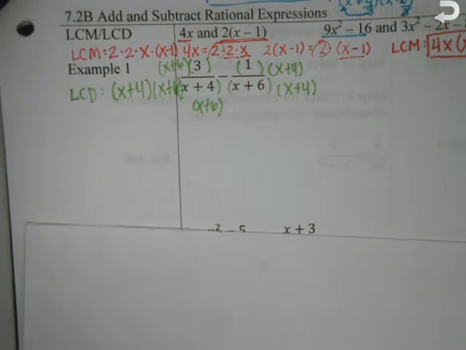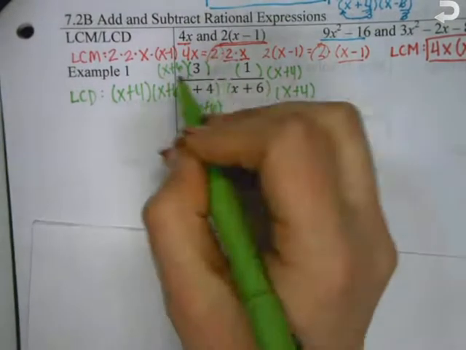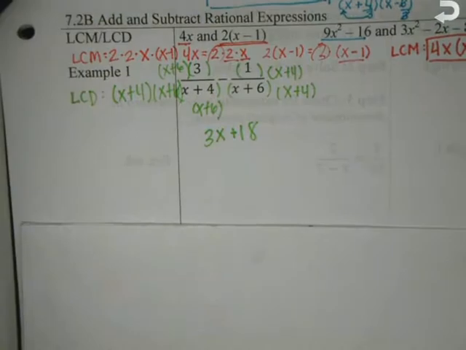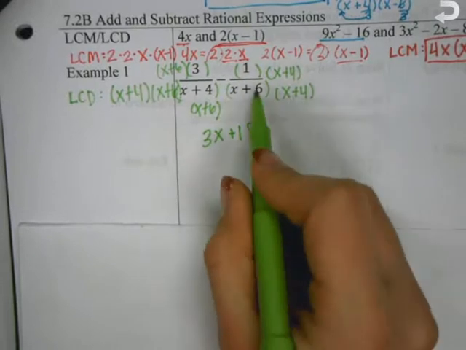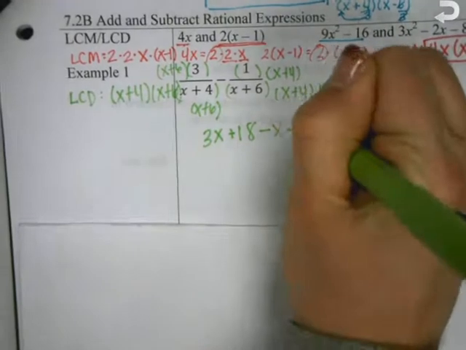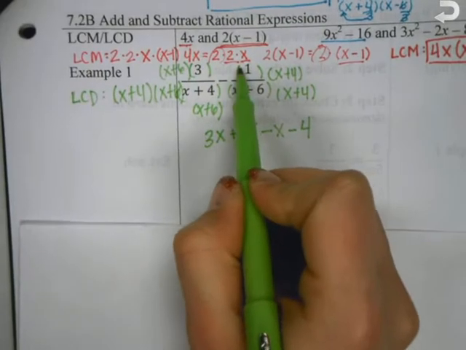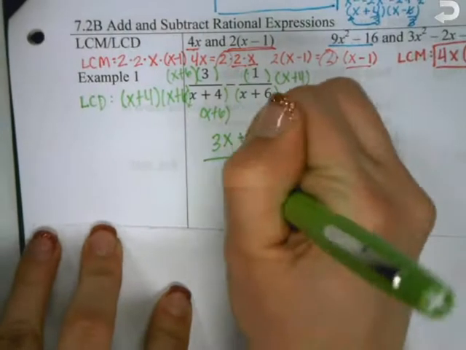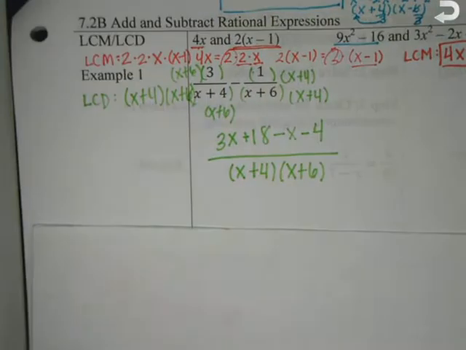So we would distribute here. This first term would become 3x plus 18 minus, we distribute the 1, and that becomes x minus 4, because this negative is attached to the 1. Okay, and what was my least common denominator? x plus 4 times x plus 6.